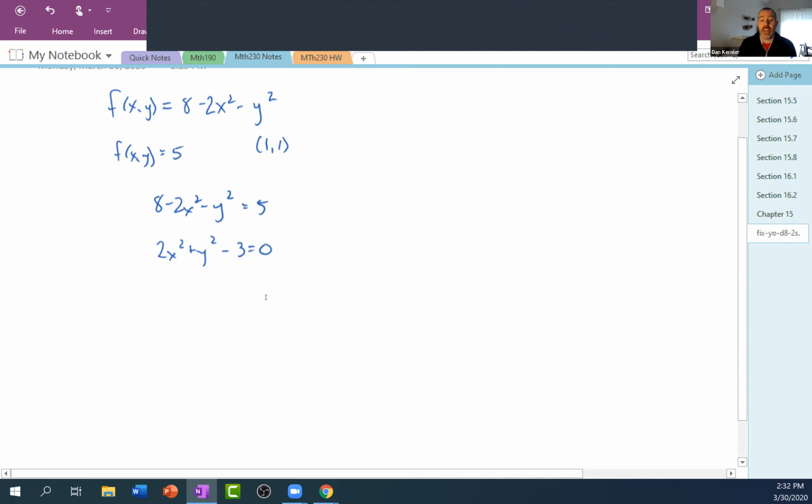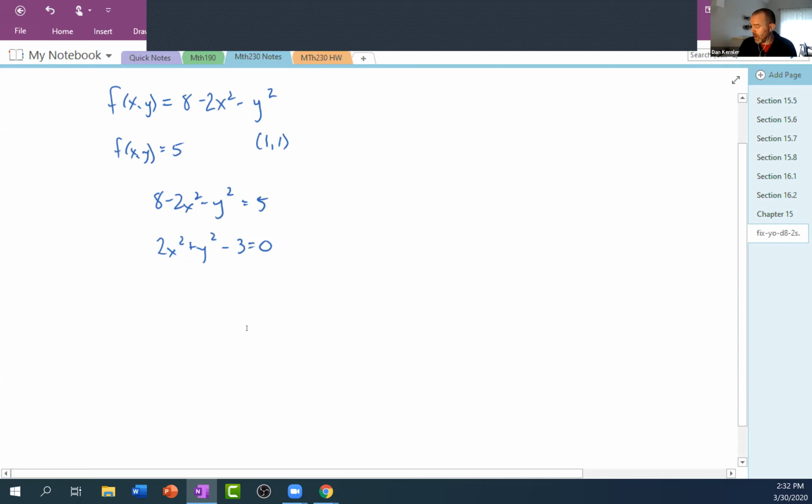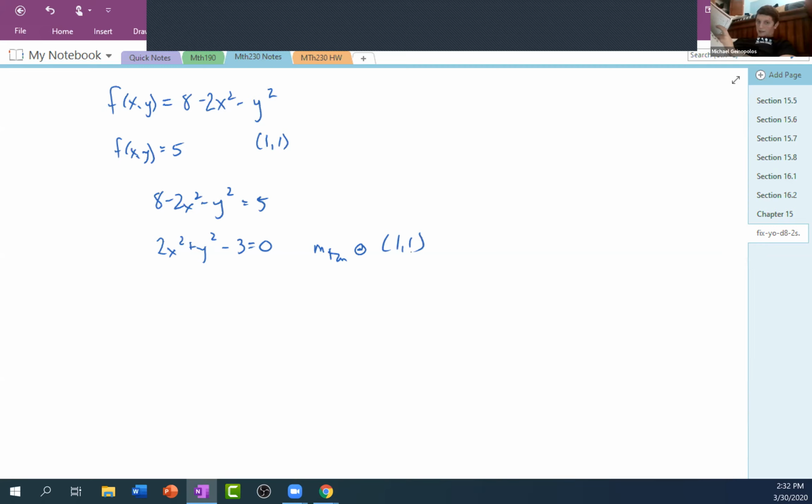Now, this is actually a Calc 1 problem. We want to find the slope of the tangent line at the point 1, 1. So how do I find the slope of the tangent line at 1, 1? Partials and then plug in. It's Calc 1. There's no partials. Well, regular derivative. Implicit differentiation.